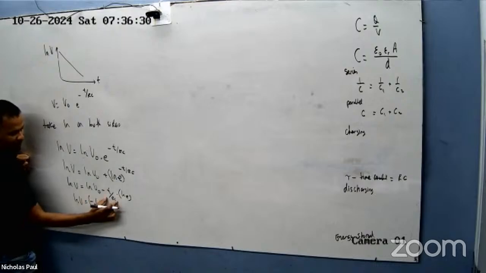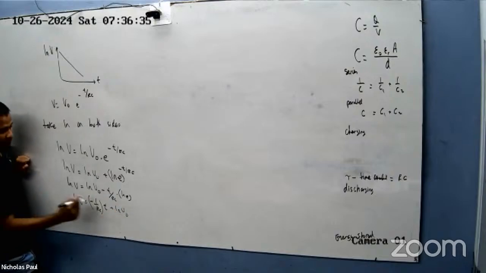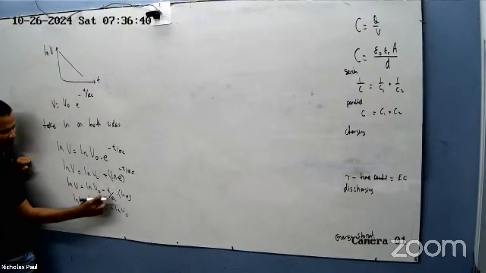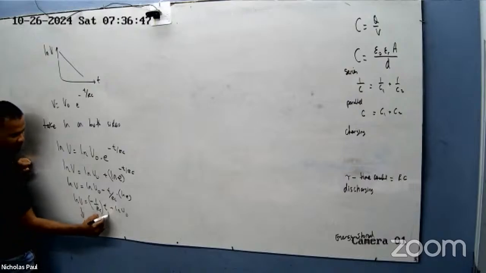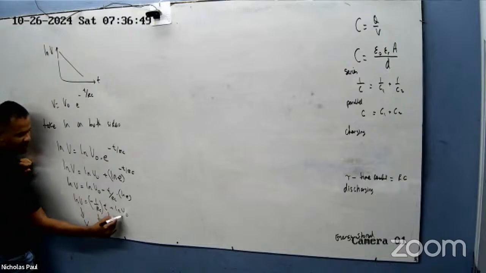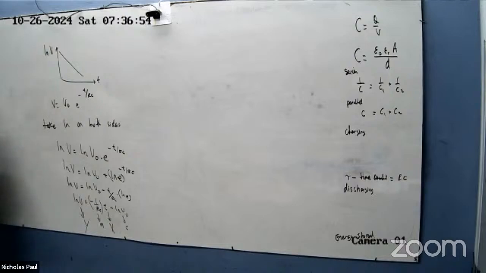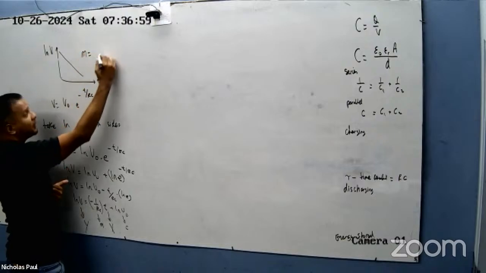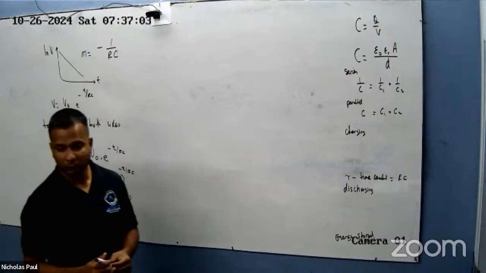plus ln V naught. I just separate this to bring the t out. Why did I bring the t out? Because of x. This is my y, this is my gradient, this is my x, and this is my y-intercept. Okay? So for a graph like this, the gradient represents minus 1 on RC.